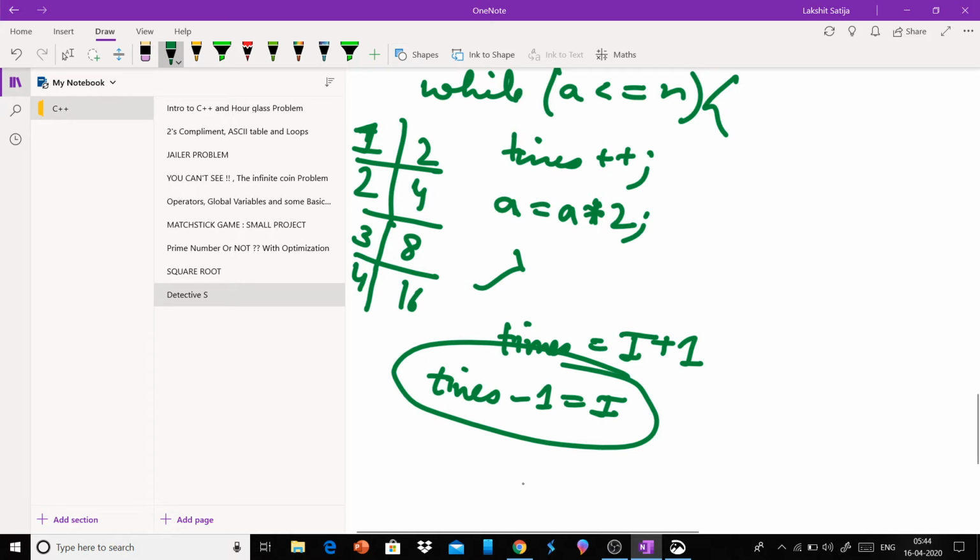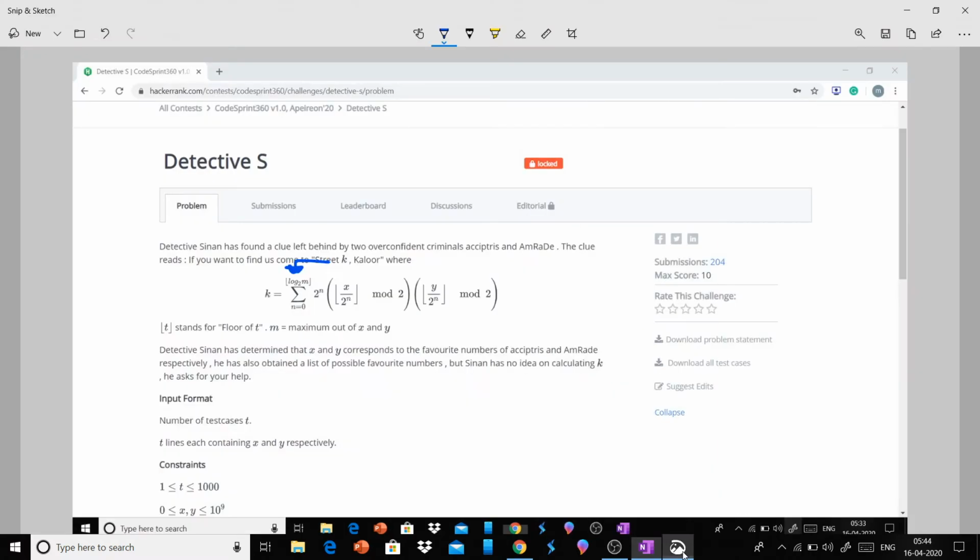Hence we have found the value of log 2 n. The floor of log 2 n will be nothing but times minus 1, right? I hope you have got this, or you can rewind and think about it again. Now let us see the further part, right?